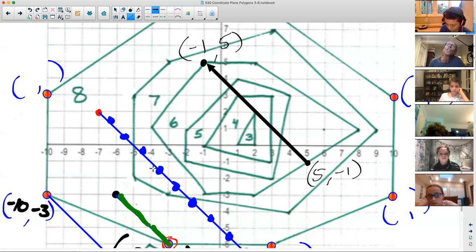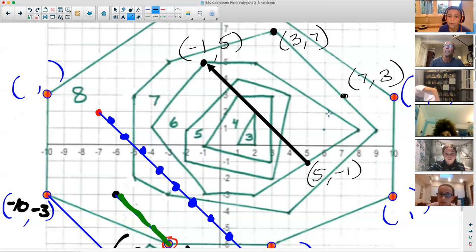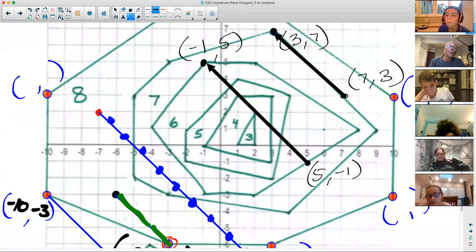Now, what if we just do first quadrant? Let's try a number in the first quadrant. How about 3, 7? Let's do 3, 7 and 7, 3. And what do you think? How far apart should they be? 4. And guess what? They're exactly 4 apart.